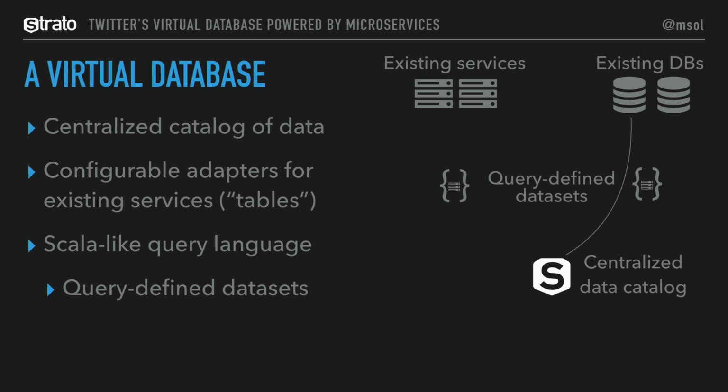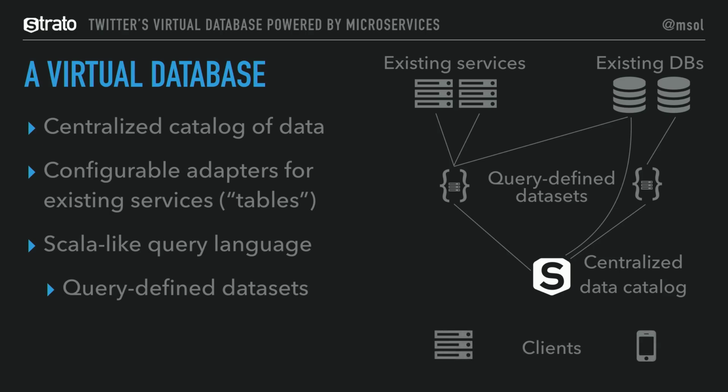So the data can come from anywhere else in Strato. It can come from other query-defined data sets. It can come from data sets that are powered by existing services, by databases that have been adapted to Strato. It can come from anywhere. So now in this picture, we can see that Strato lets you get data from query-defined data sets, as well as data sets that are actually powered by existing services and databases. And this is great. But we are still missing one piece, a very important piece: clients.